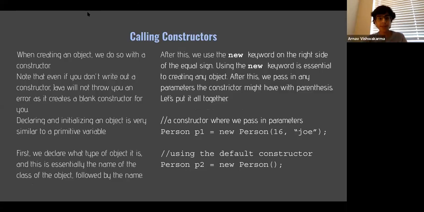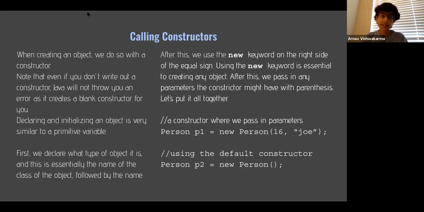All right, and then finally, we can talk about calling constructors. When creating an object, we do so with a constructor. Note that sometimes we don't even have to write out the constructor within the class, and Java will not throw us an error, because whenever we don't write a constructor for an object, Java creates a default constructor, which is just a blank constructor that allows us to initialize the object without an error.